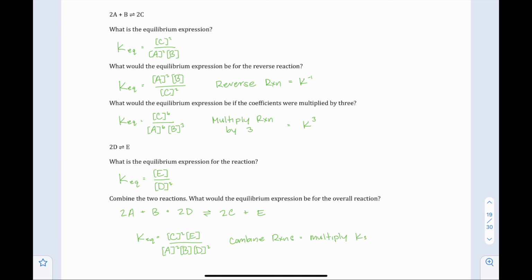When you combine the two reactions, you get an overall reaction of 2A, B, and 2D yields 2C and E. The equilibrium expression puts the products over the reactants, each raised to their respective coefficients, so the K's are multiplied together.